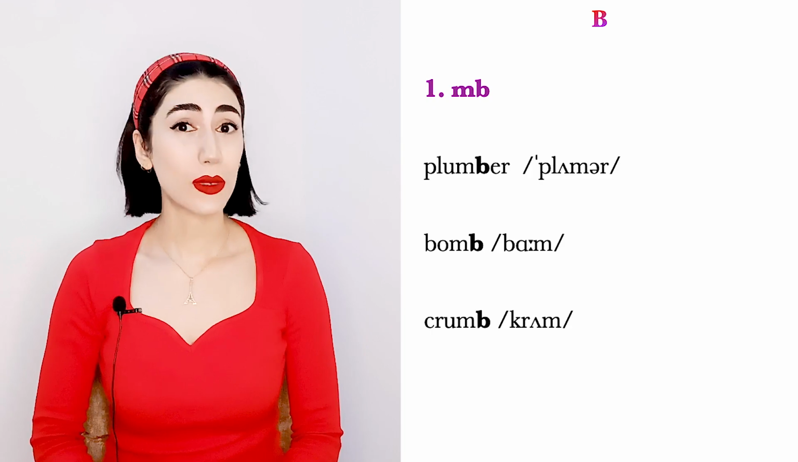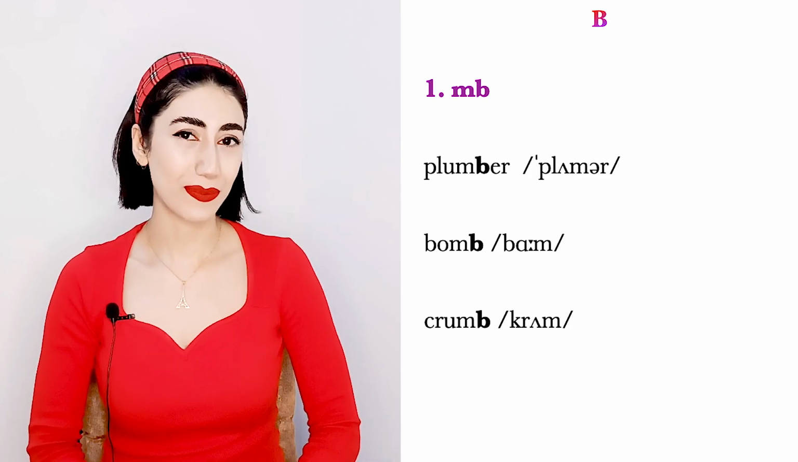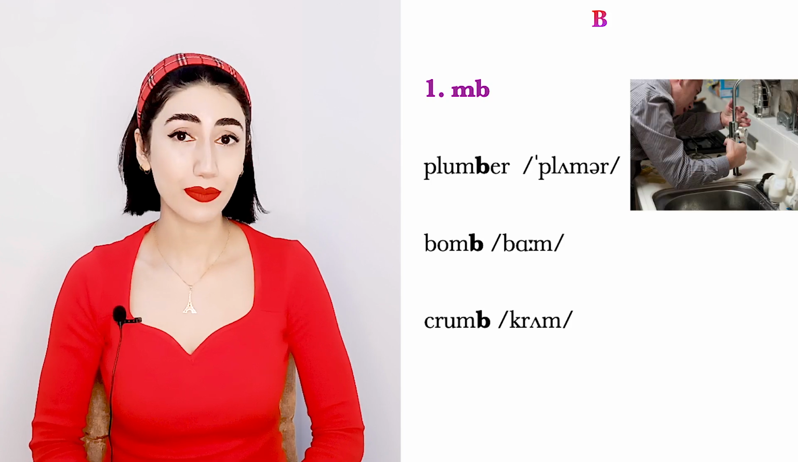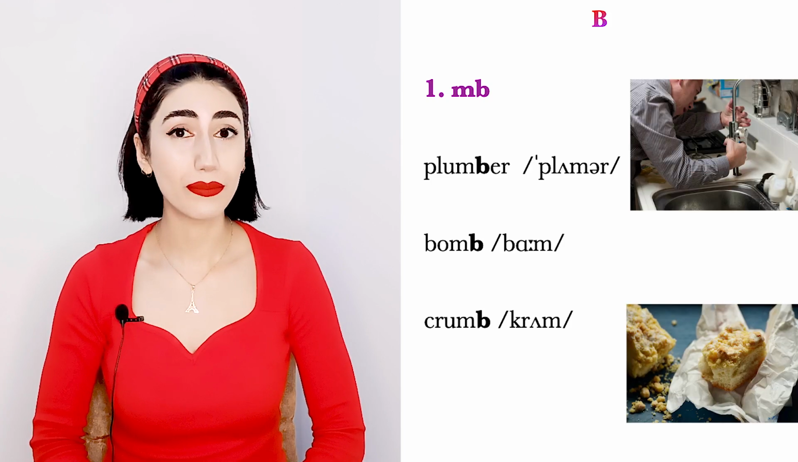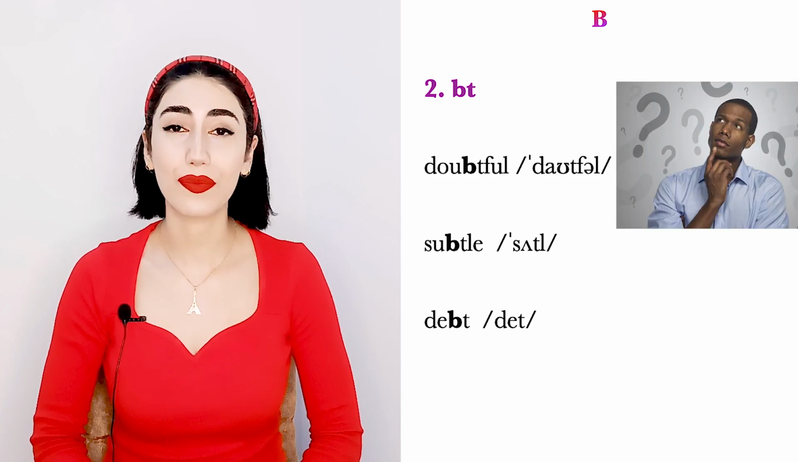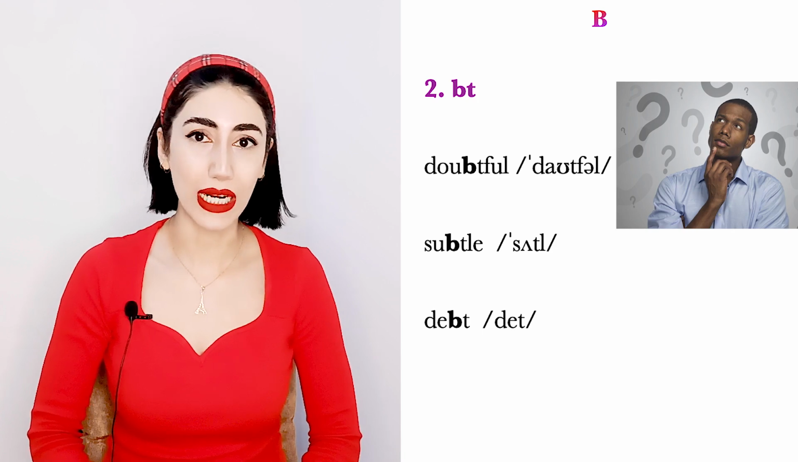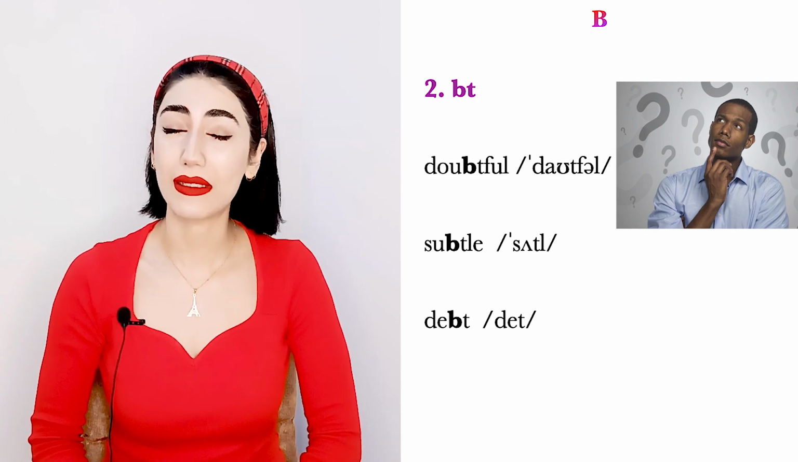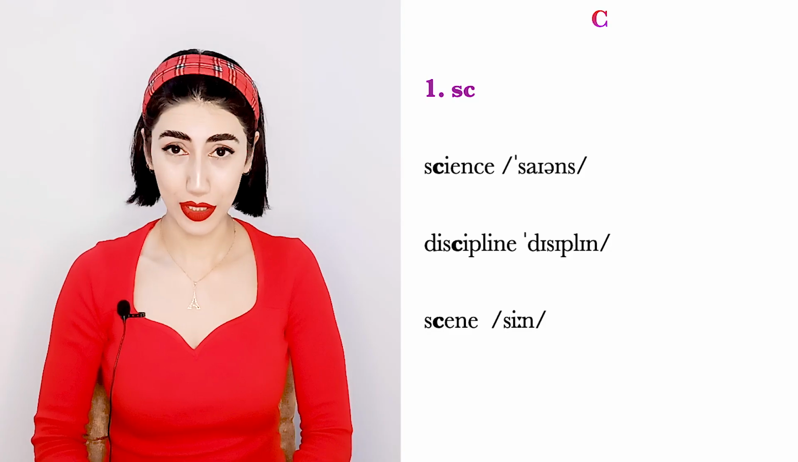B. It likes to be silent in 2 situations. 1, when there is MB, like in plumber, bomb, chrome. 2, when there is BT, like in doubtful, subtle, or the more American version, subtle, and that, or the more American pronunciation, that.